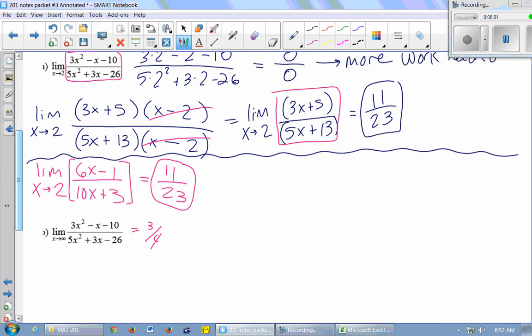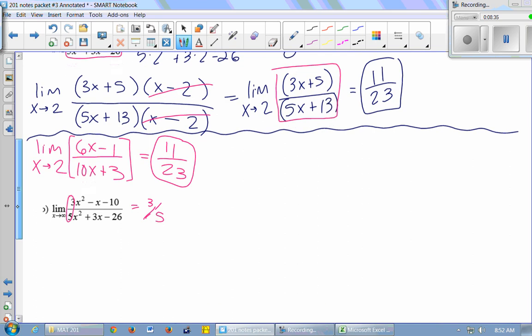I don't need L'Hopital's rule at all here. We had this rule from pre-calc that when the degree of the numerator and the degree of the denominator are the same, then the limit, the end behavior, is just the ratio of leading coefficients. In this case we're just looking at x goes to positive infinity. Okay, so that's the old way.